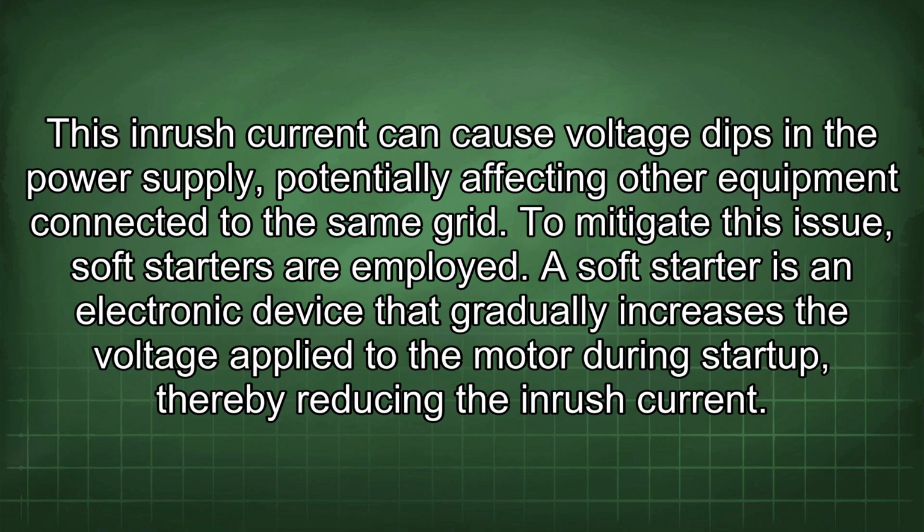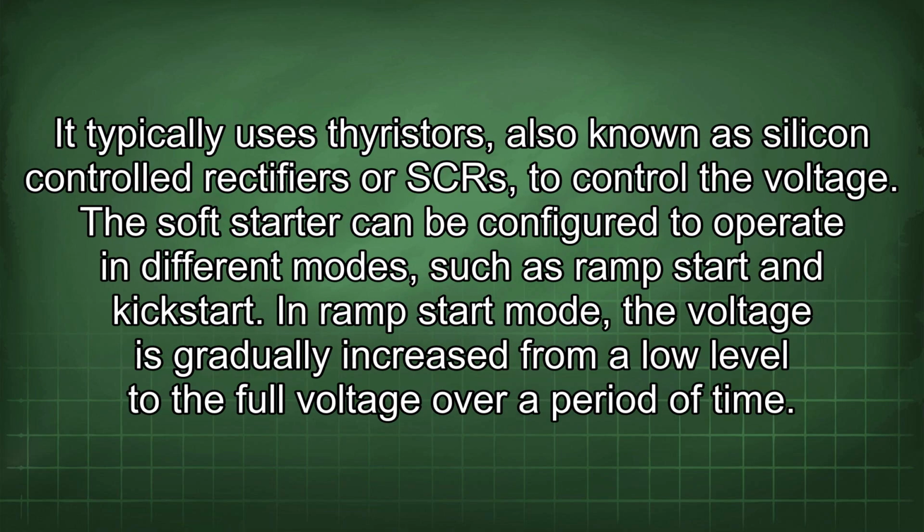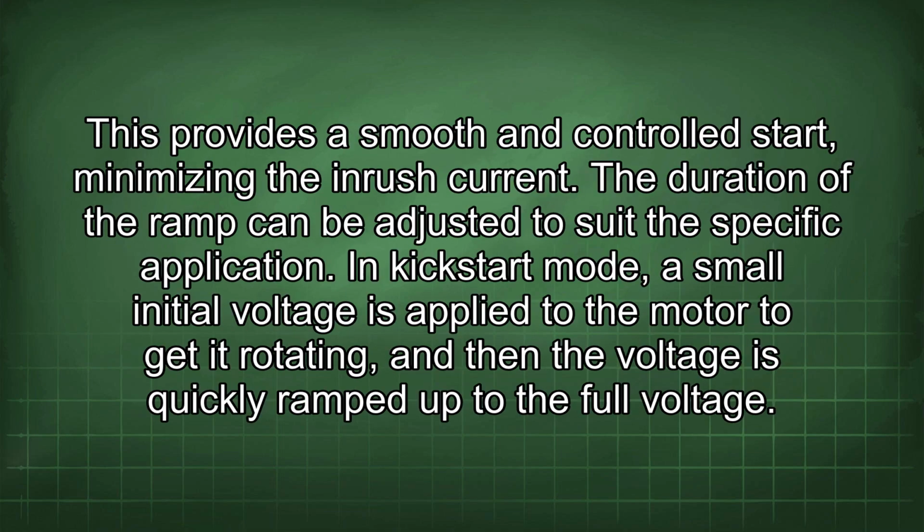A soft starter is an electronic device that gradually increases the voltage applied to the motor during startup, thereby reducing the inrush current. It typically uses thyristors, also known as silicon-controlled rectifiers or SCR, to control the voltage. The soft starter can be configured to operate in different modes such as ramp start and kickstart. In ramp start mode, the voltage is gradually increased from a low level to the full voltage over a period of time. This provides a smooth and controlled start, minimizing the inrush current.